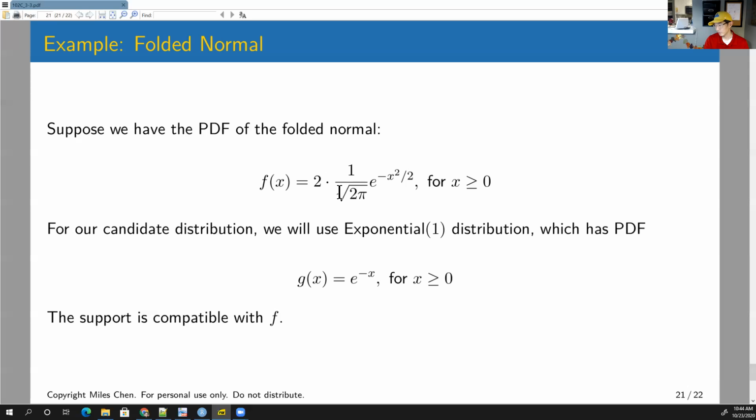And because it's the positive half, the PDF is going to be 2 times the PDF of the normal distribution. And so for our candidate distribution, we're going to take just the exponential with rate lambda equal to 1. And so its PDF is e to the negative x, right? So we look at this, the support of g is x greater than or equal to 0. The support of the folded normal is also x greater than or equal to 0. So these supports are compatible with each other. So we can do this.